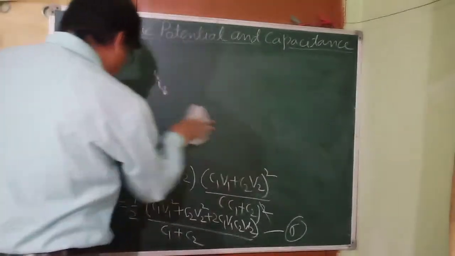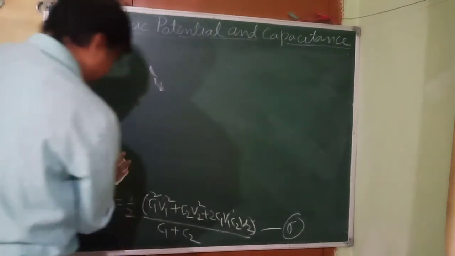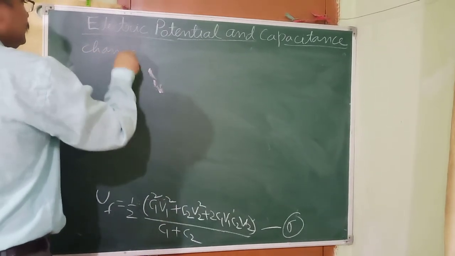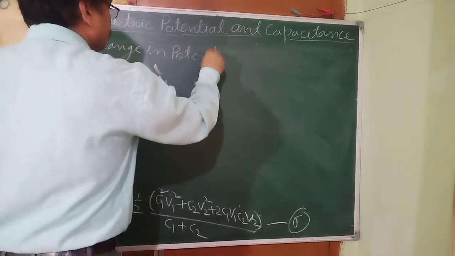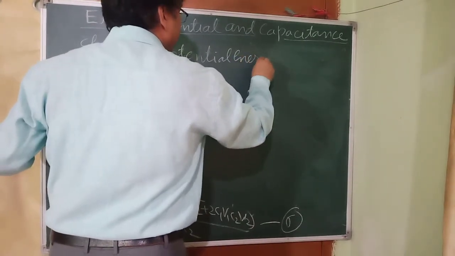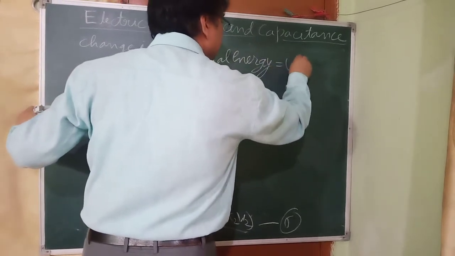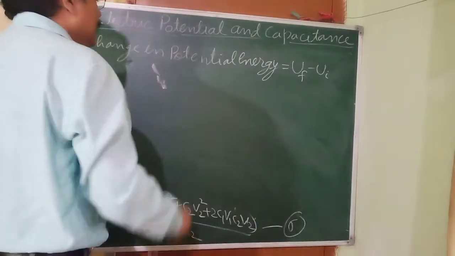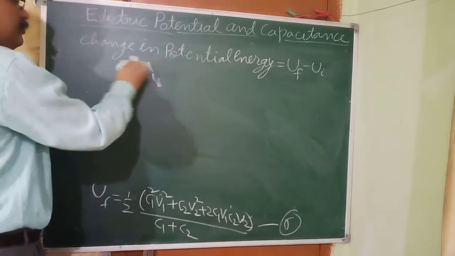Now we have to write the change in potential energy. Change in potential energy is what? Obviously, U final minus U initial. That's what we write as change, and change is written by delta U. So now we have to write the value of UF and UI.